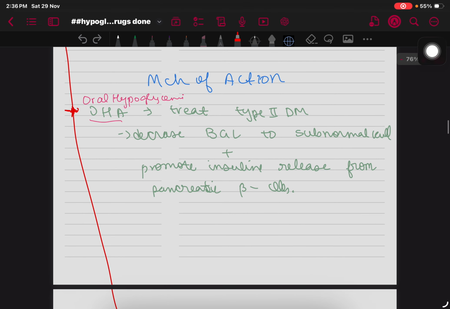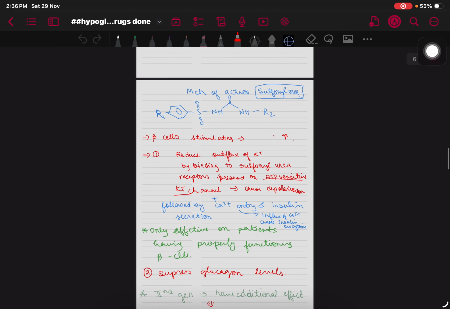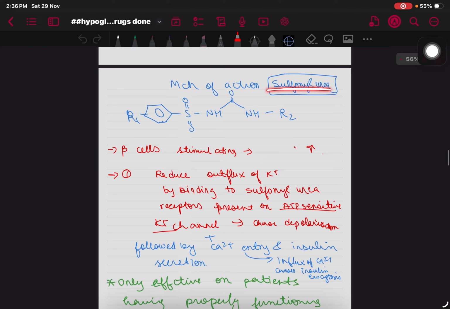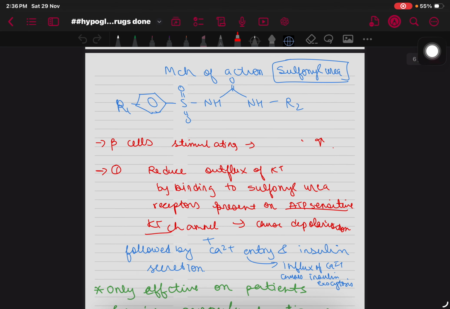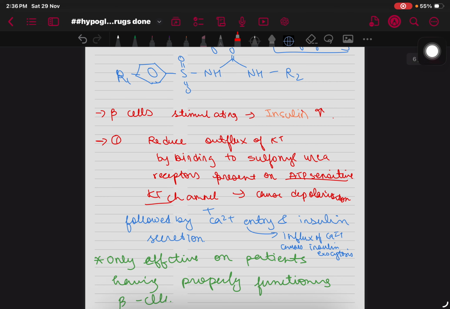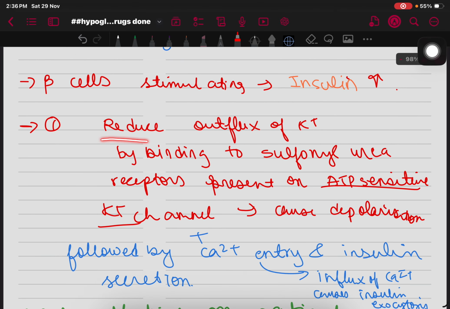Now we will talk about the mechanism of action of sulfonylurea drugs. What does it do? It stimulates the beta cells and increases insulin production. Now we will talk about the mechanism. It reduces the efflux of potassium by binding to sulfonylurea receptors.